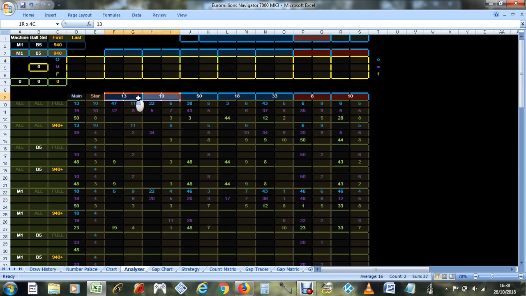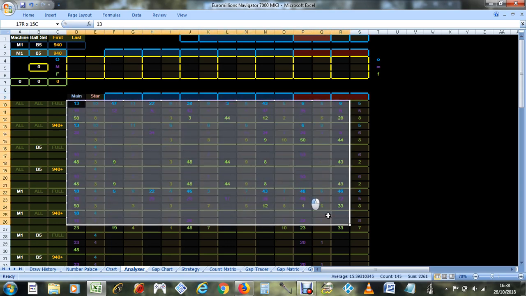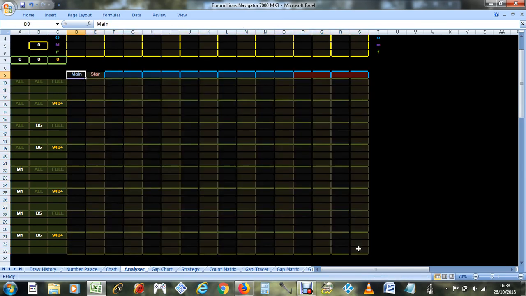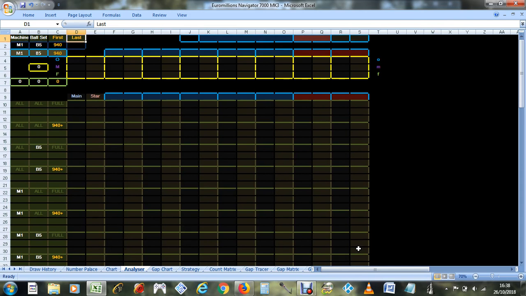Now, I'm going to analyse the latest result, and what I can do is look at all the coincidences. So the last draw was 11:57, that was last Tuesday. These are the main numbers that came out, these are the star numbers, machine 1, set of balls 5.